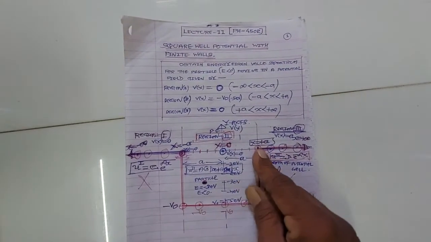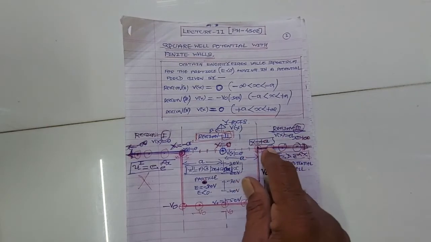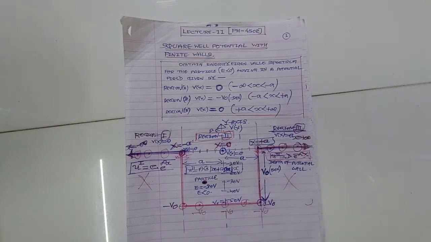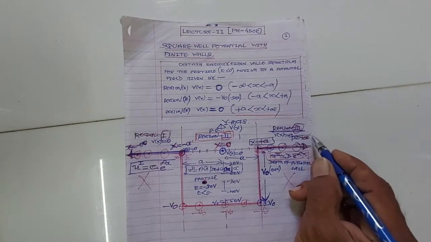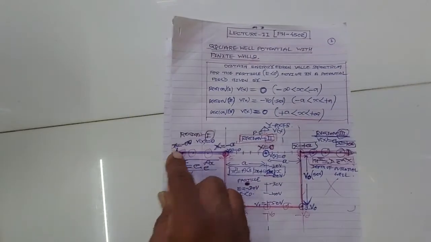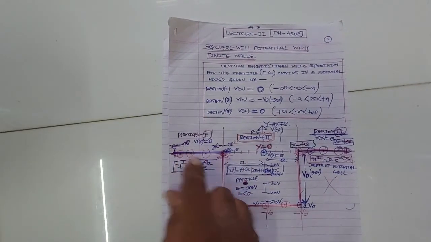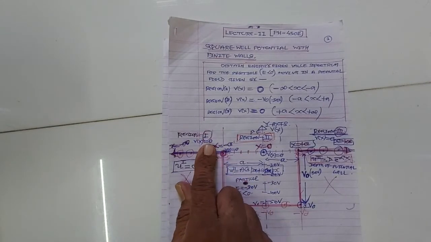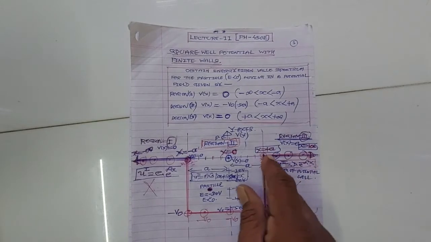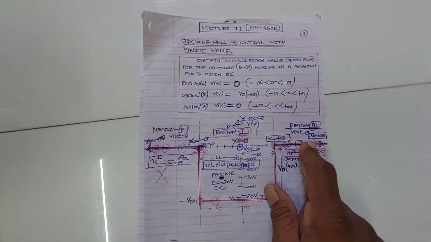From x equal to plus a to x equal to plus infinity is called region 3, in which the potential energy of the particle is 0. So x equal to minus infinity to minus a is region 1, in which the potential energy of the particle is 0, and x equal to plus a to plus infinity is region 3, in which the potential energy of the particle is 0.